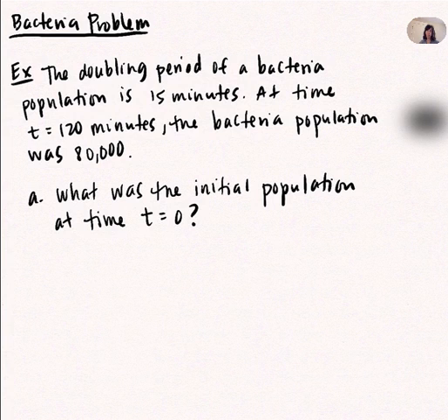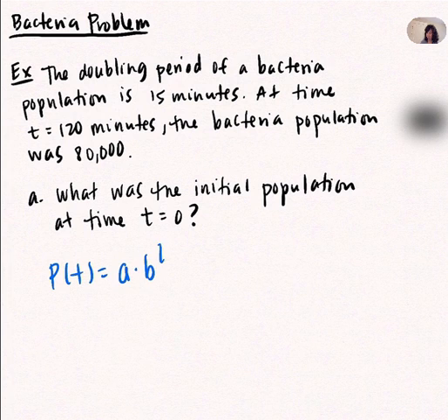So before we get started, it's useful to know that we can model this growth with an exponential function. P of t equals a times b to the t. Let's take a look at what information we're given. We're told that the doubling period of the bacteria population is 15 minutes. That means it takes 15 minutes for the bacteria number to double. So after 15 minutes, however much you start with, the amount doubles.